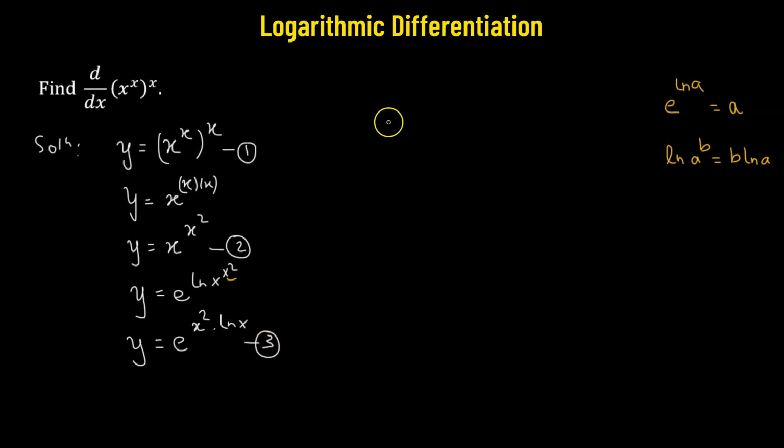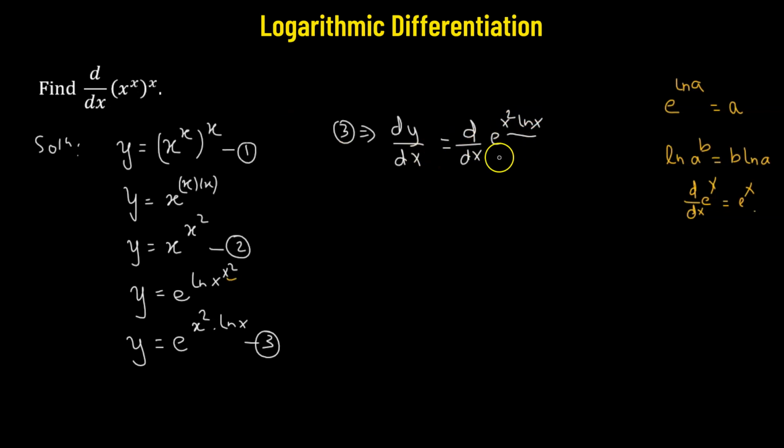Now we'll take the derivative of number 3 on both sides with respect to x. So the derivative of y with respect to x will be equal to the derivative with respect to x of e raised to the power of x squared log x. Now we know that the derivative of the exponential function e raised to the power of x simply equals the function itself, e raised to the power of x. In our case, we have e raised to the power of x squared log x, and that means our derivative will be e raised to the power of x squared log x.